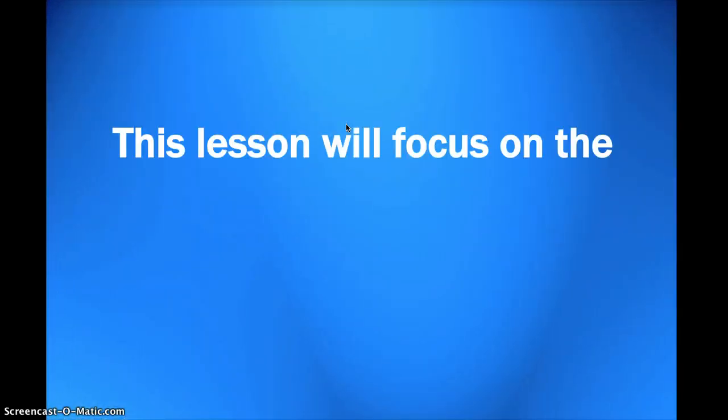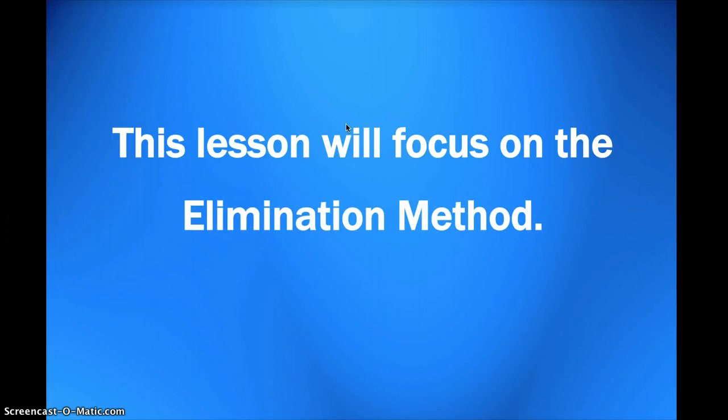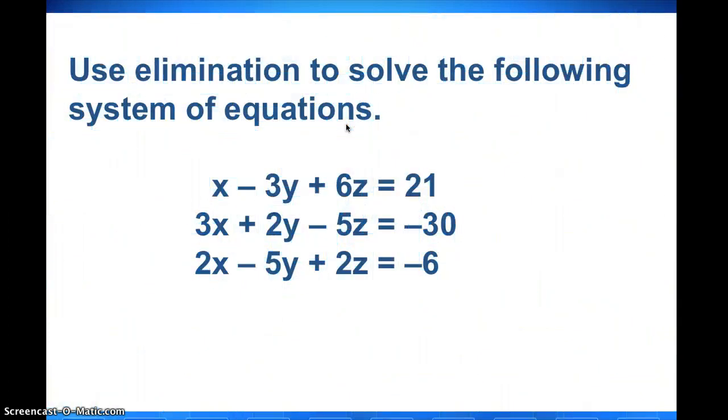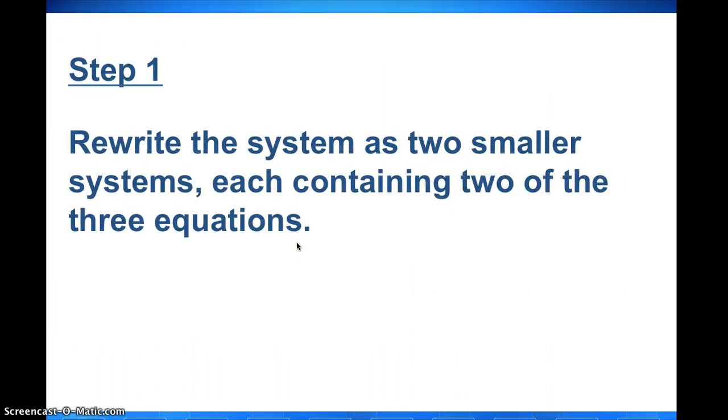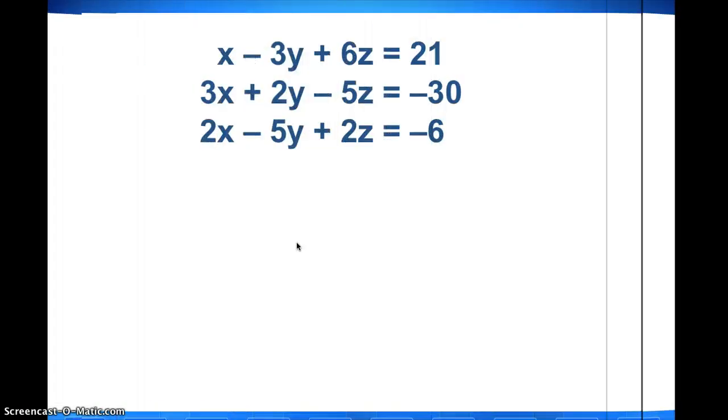So, this lesson will focus on the elimination method, and let's start with that. Let's try this example. You're given three equations and you have three variables x, y, and z. The first step will be to rewrite the system as two smaller systems, each containing two of the three equations. So we're going to do that now.